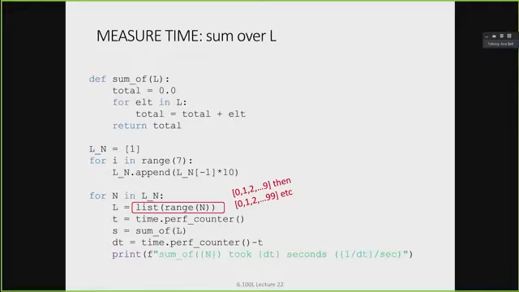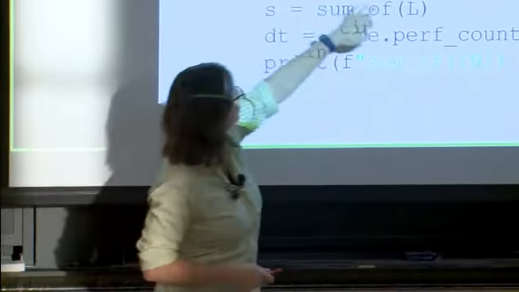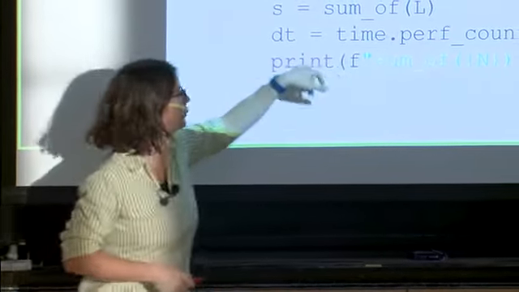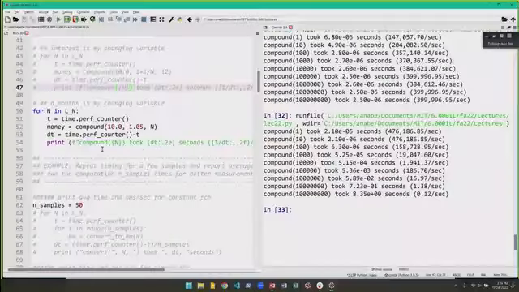Okay? So now I have my input list here. I do the exact same thing as before. I run the performance counter to create my starting time. I run my function, and I get the dt. And I report the exact same thing as before. All right, so let's run that.